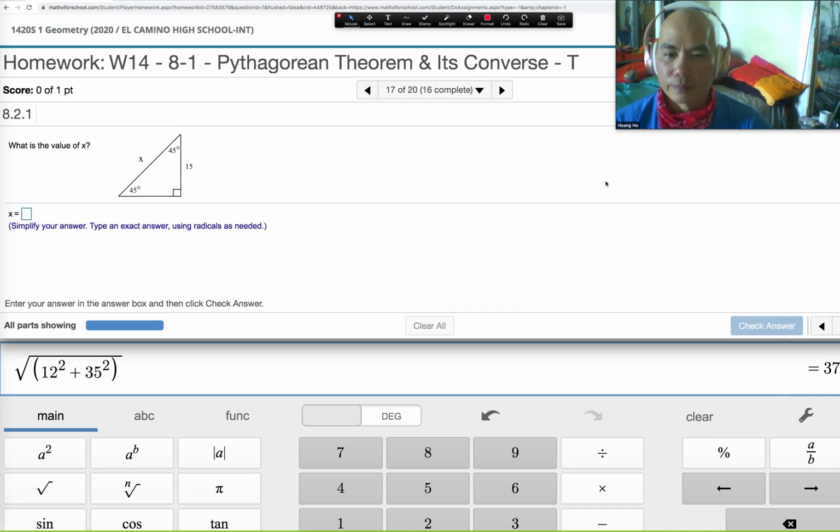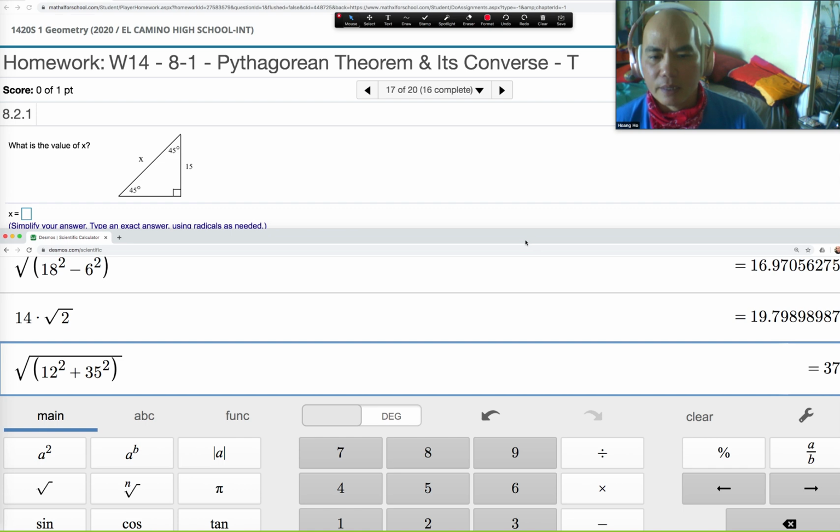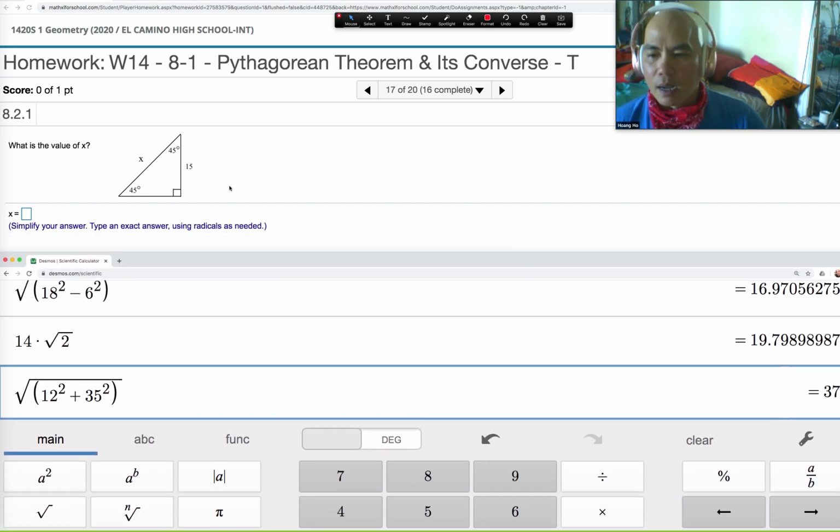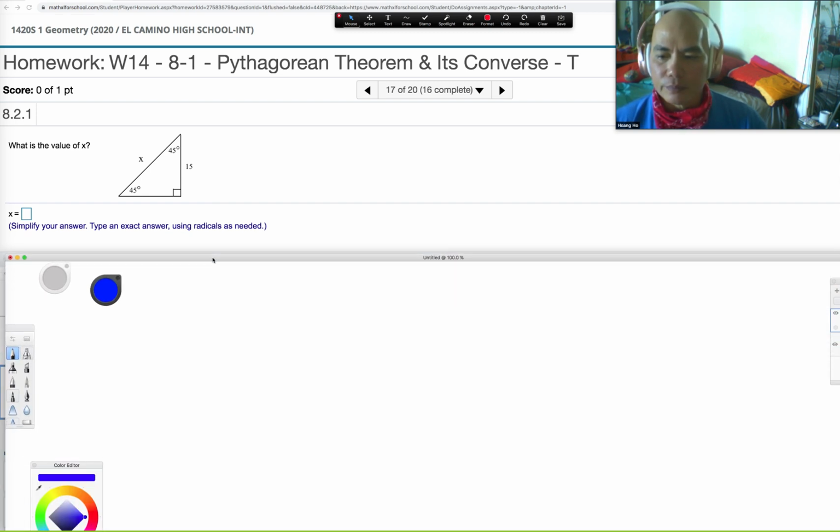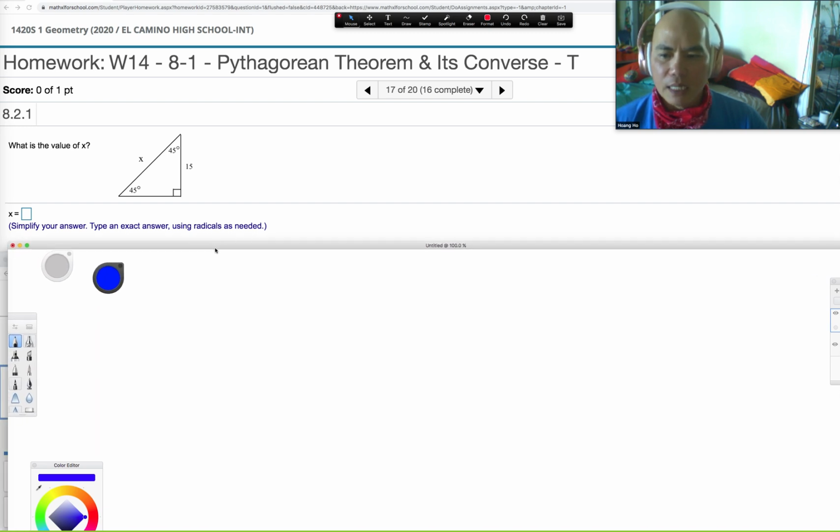Now question 17. All right. You're looking for the x. X happens to be the hypotenuse. And as you can see, this is a special right triangle, 45 degrees, 45 degrees, and 90 degrees. 15 is a leg. So in this special right triangle, the leg, okay, I'm sorry, we're looking for the hypotenuse.